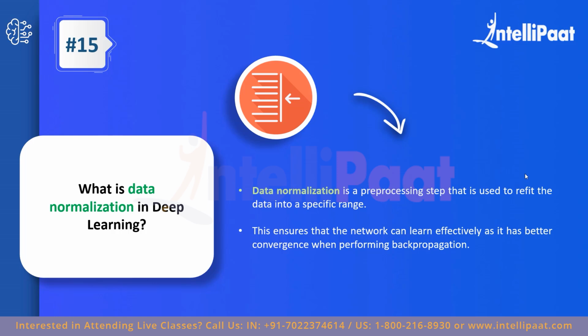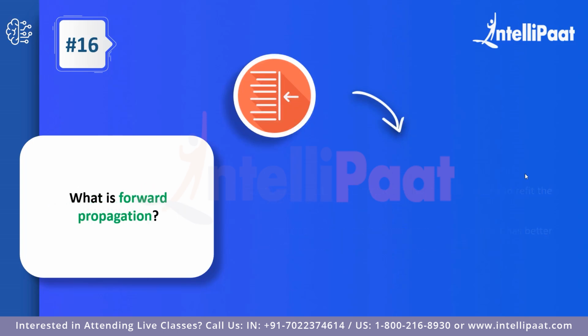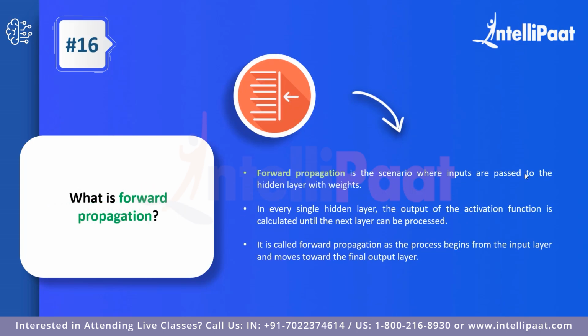Why we do this is to make sure that if your data is in one particular range, your network has the ability to learn very effectively and be very efficient as well. So when you're performing steps like backpropagation, having data in a very structured, specific range will make sure that your network can learn that much faster. These are one or two reasons why this pre-processing step called data normalization is very important. Now with this, we can come to the 16th question that states, what is forward propagation?